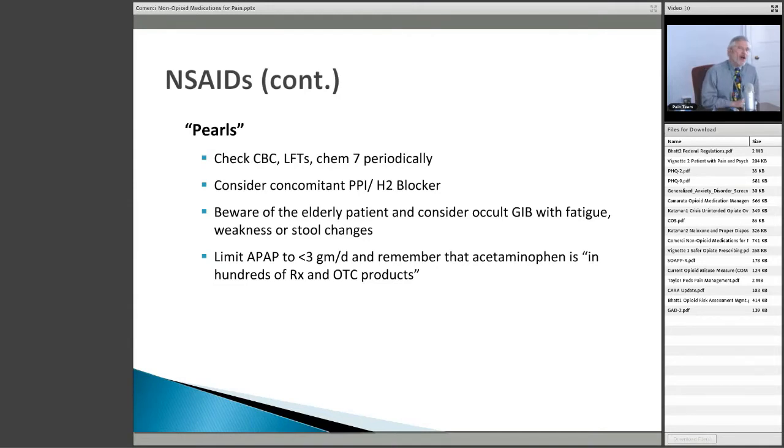So some pearls. I always check metabolic parameters periodically. I check the CBC, LFTs, and the metabolic profile to be sure I'm not inflaming the liver, causing anemia, or causing renal damage. I always prescribe these with a PPI or an H2 blocker. Always, always, always. Because there's reasonable data that if you use these long term with a PPI or an H2 blocker, like Pepcid or ranitidine, you will reduce the risk of bleeding. Not eliminate, reduce. Use these drugs with caution in the elderly. I don't like to use these in the elderly, and I try to avoid it if possible. If I use them in the elderly, I'm extraordinarily cautious. Elderly are much more susceptible to side effects.